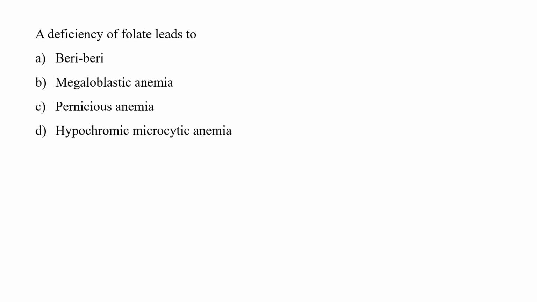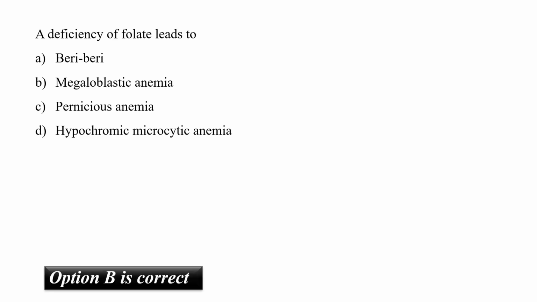A deficiency of folate leads to beriberi, megaloblastic anemia, pernicious anemia, or hypochromic microcytic anemia? Low levels of folic acid can cause megaloblastic anemia, in which the RBC precursors are way larger than the normal cells in the bone marrow. So option B is correct.